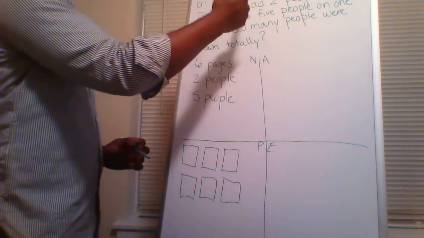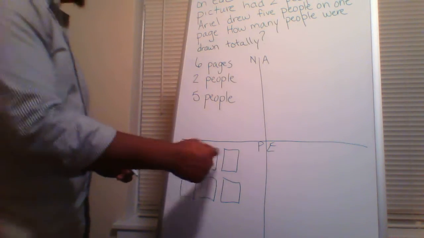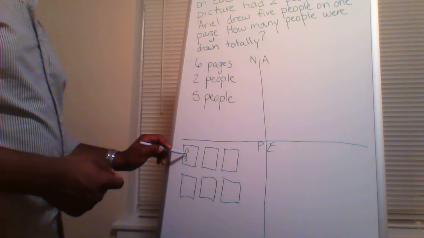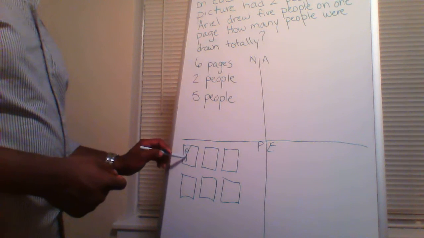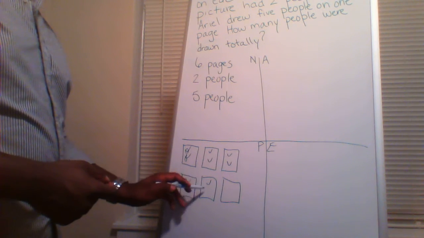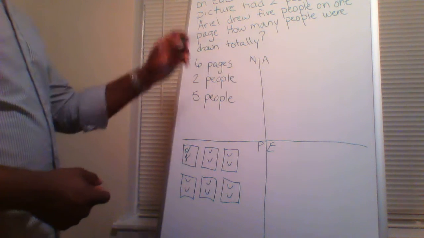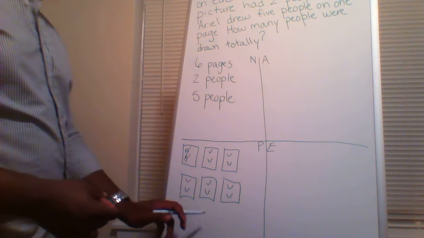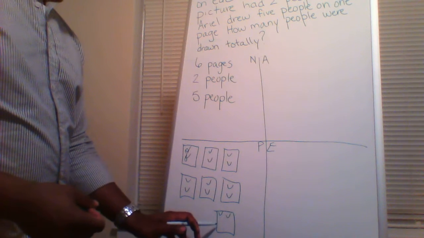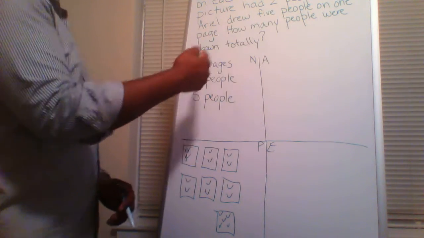It said each picture had 2 people on them, all right? So she drew a picture, but each of those pictures that were on the pages had 2 people on them. So there's 1 person, 2 people. 1, 2, 1, 2, 1, 2, 1, 2, 1, 2. Okay, so we have 2 people on each page. All right. Then Ariel drew 5 people on 1 page. So I've got to include Ariel's page. 1, 2, 3, 4, 5. Okay. How many people were drawn totally?